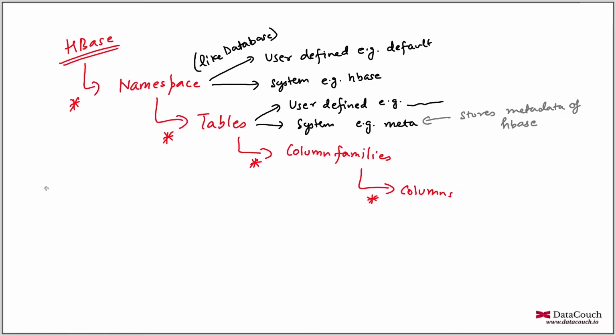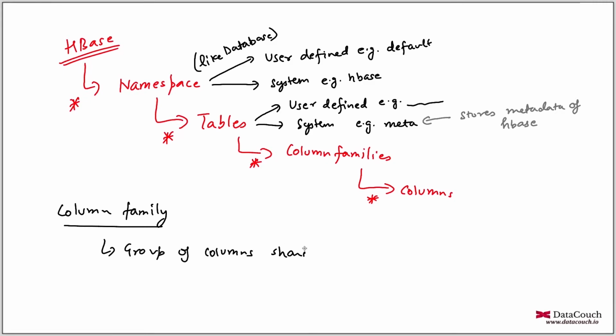Column family is a group of columns, and these groups of columns share common attributes. When I say common attributes, when I mention a few attributes here, you can correlate what I'm going to say, and I will give you a couple of examples to correlate what a column family is.